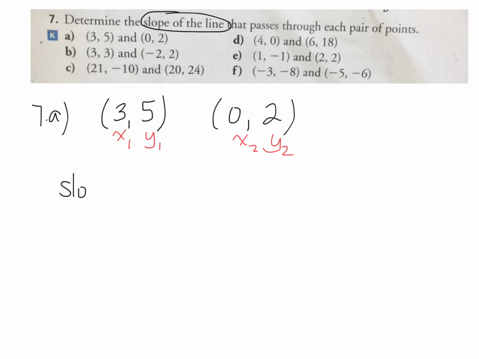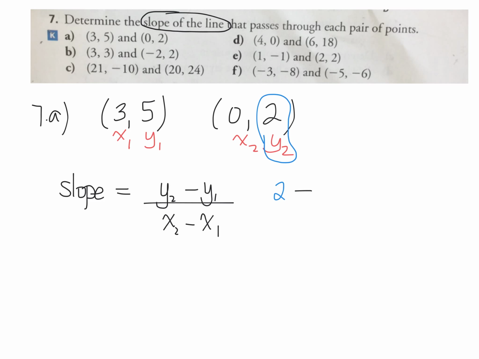Now we're going to use the slope formula. Memorize this: y2 minus y1 over x2 subtract x1. Then we're just going to plug in our values. What's the value for y2? 2. Good. 2 minus, what's the value for y1? 5. So I'm taking y2, I'm subtracting y1. That's the difference in my y values. That's the rise of the line, right?